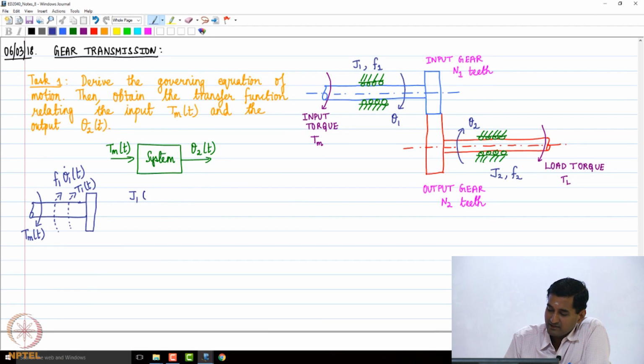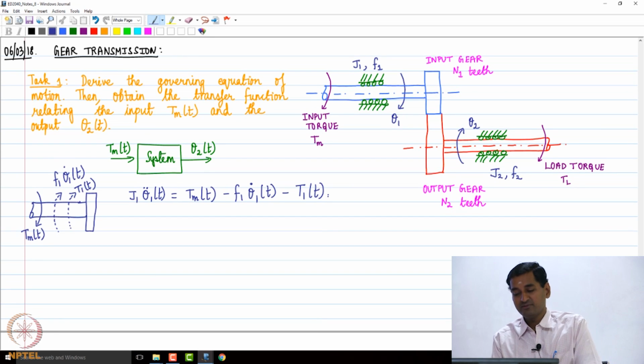So J1 times theta 1 double dot of t is going to be equal to the net torque which is acting on this body, right? That's going to be the input torque Tm(t) minus F1 theta 1 dot of t and then minus T1(t). Okay, so that's what we are going to have, right?